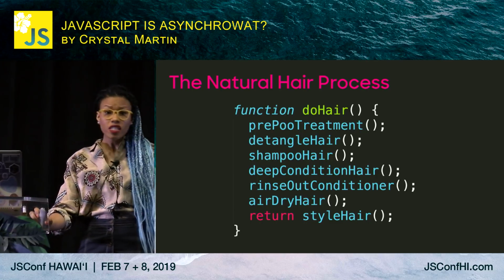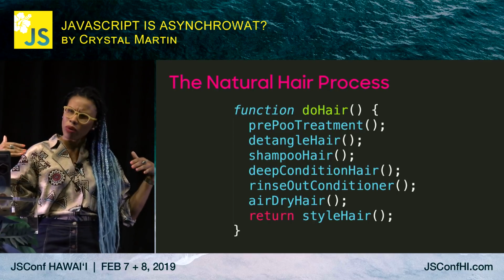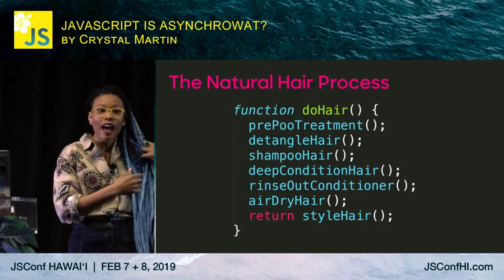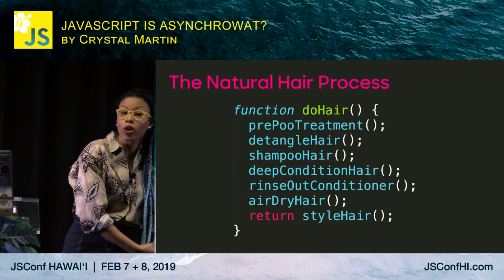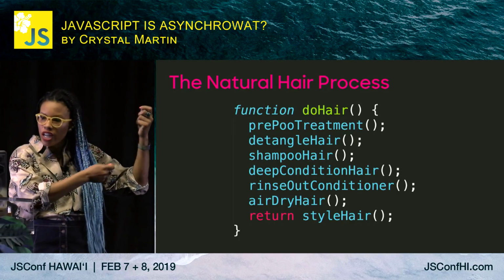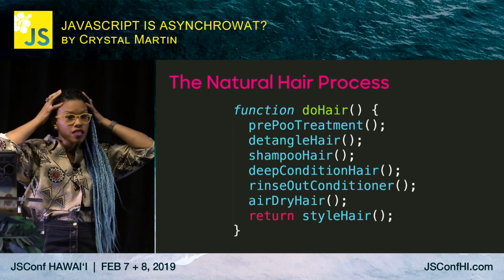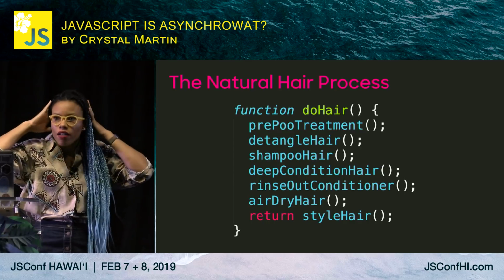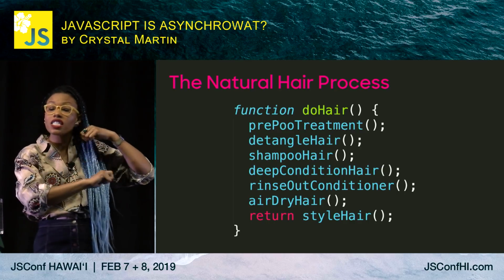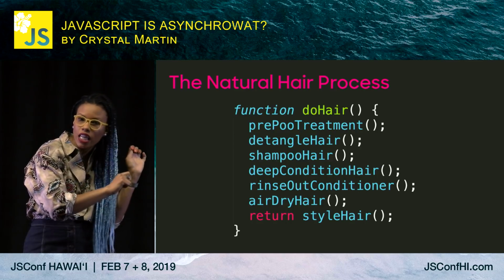So first, I have to do something called a pre-poo treatment. What is that, pre-poo? Well, sometimes I have my hair in protective styles like this, braids, right? Or I have a fro and it stays like that, and so I'm not combing my hair every day. So I have to put some conditioner and oil in my hair first and let it sit so my hair can get soft. And then I can go on to detangling, right? Because it's softer now, I can get those shed hairs out, I can detangle it.